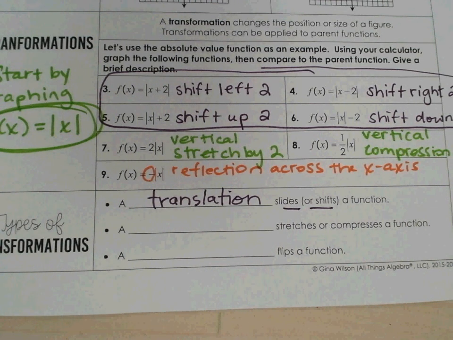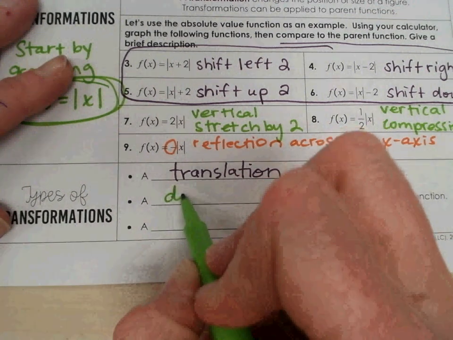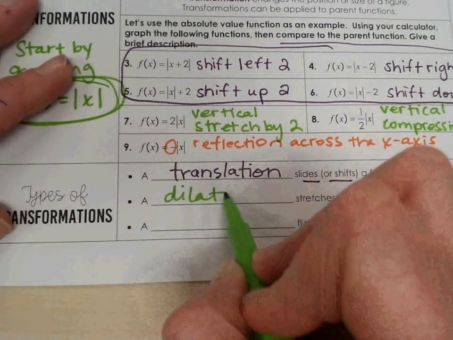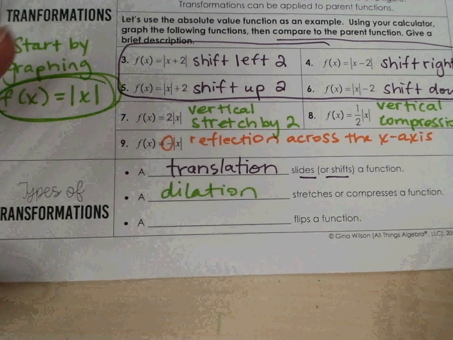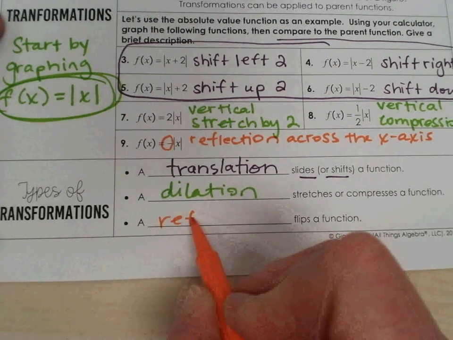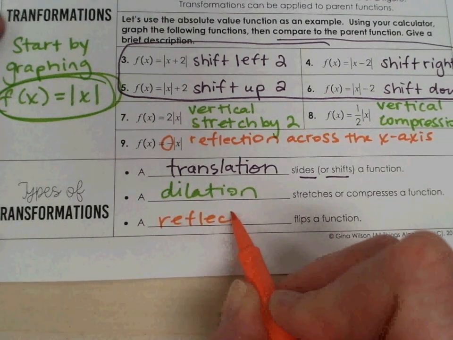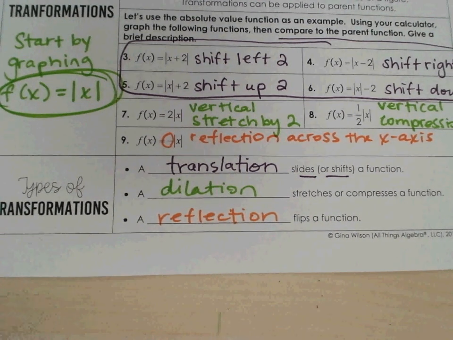I hated graphing those. The stretch or compression is like going to the eye doctor when they put the drops in your eyes. Dilation. A dilation stretches or compresses a function. And finally, the reflection. We actually used that word already. Reflection flips a function.